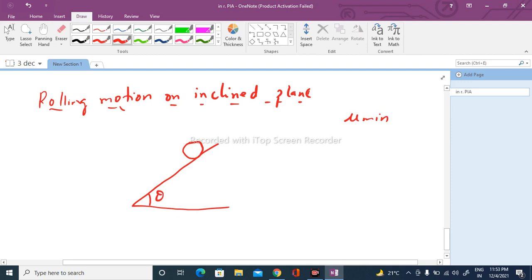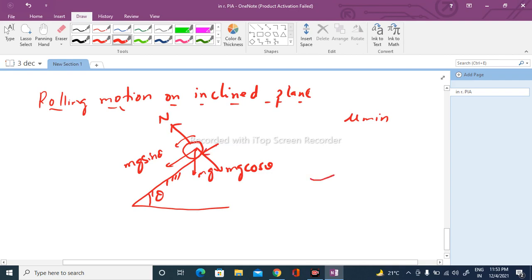So if you draw the free body diagram, mg is acting downwards. This component is mg sin theta. All these things are normal; you have already done them in NLM on an inclined plane. This is the normal reaction. Because this is a rough surface, this ball is trying to roll down like this, so the frictional force will be producing the necessary torque.